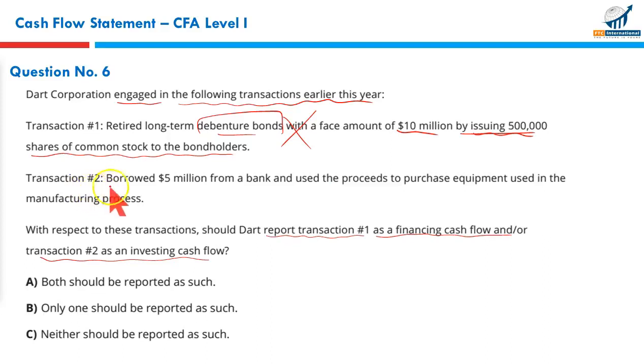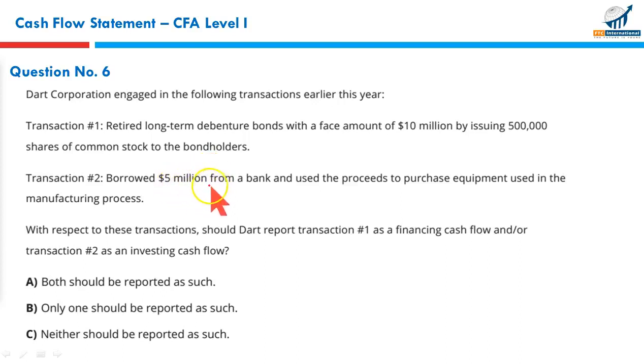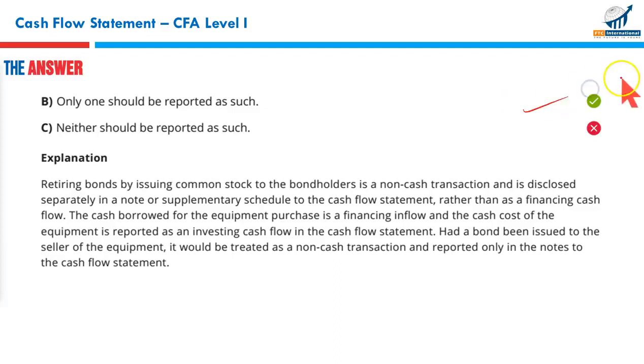Ignore that. Transaction 2, borrowed 5 million from a bank, inflow, and used the proceeds to purchase equipment used in the manufacturing process. Yes, cash is coming in and cash is being utilized. 5 million has been borrowed from a bank. It's a financing inflow. And using the same amount we received as a loan to purchase equipment, it's an investing outflow. Yes, this transaction 2 involves investing cash outflows. Correct. So only one should be reported and that's transaction 2. So that makes B the correct option and B it is.